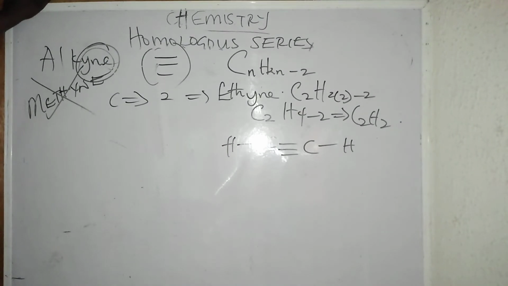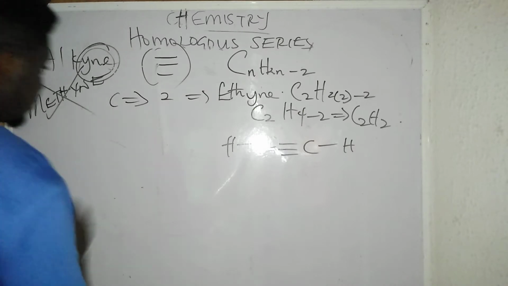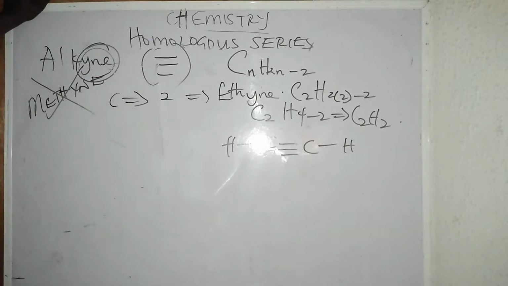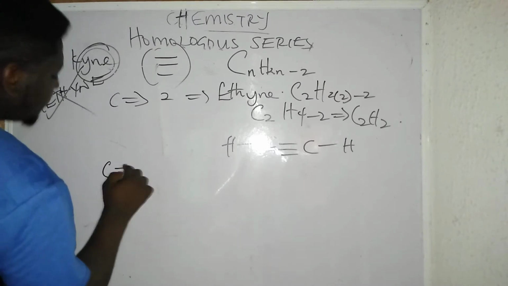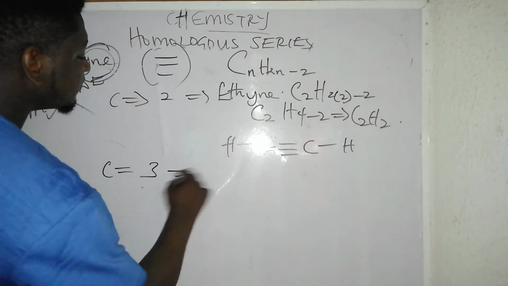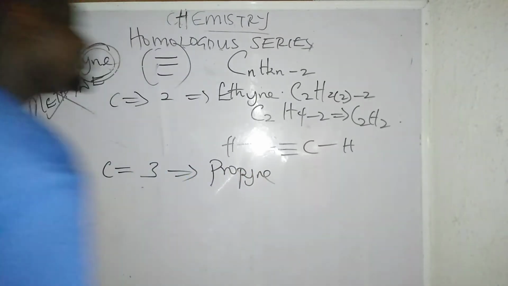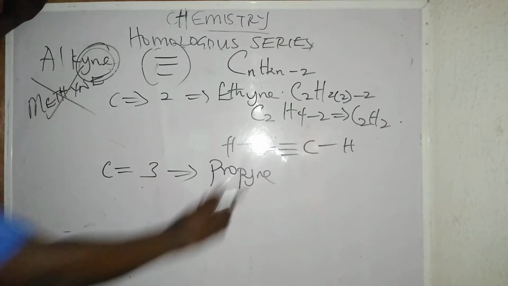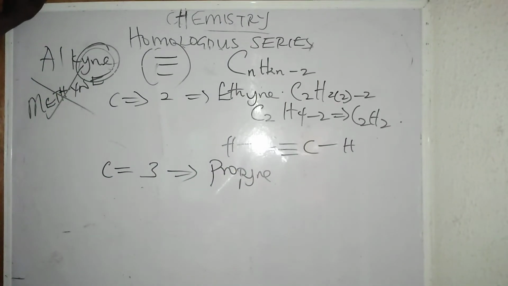So let's try two more members before we move further. Another member of the alkyne family is when we have our carbon number equal to 3. We have this to be propyne. Prop for 3, and yne from the root name of the family or the homologous series.